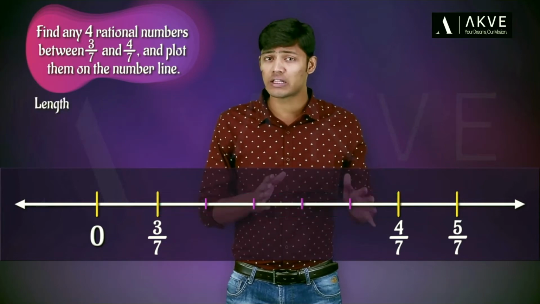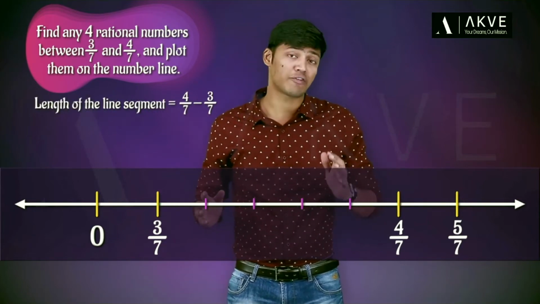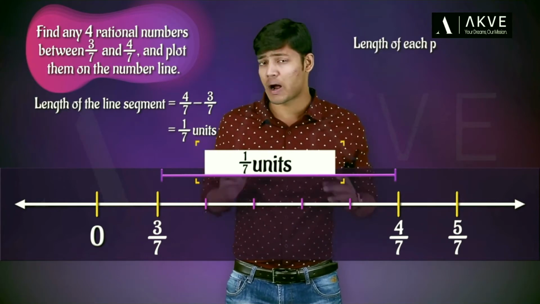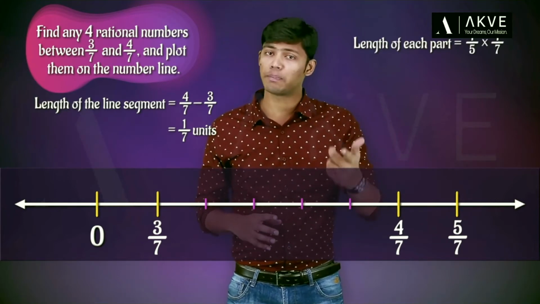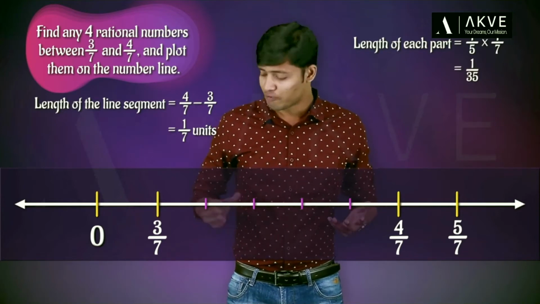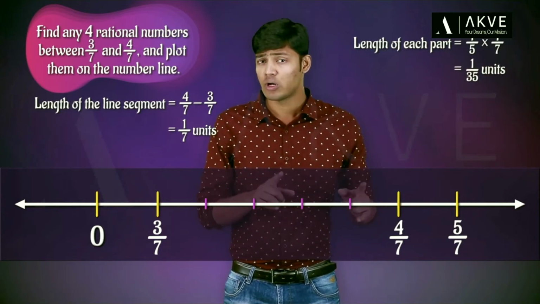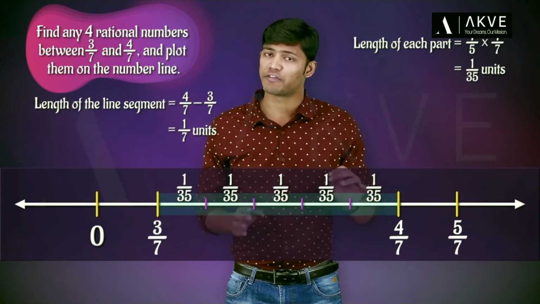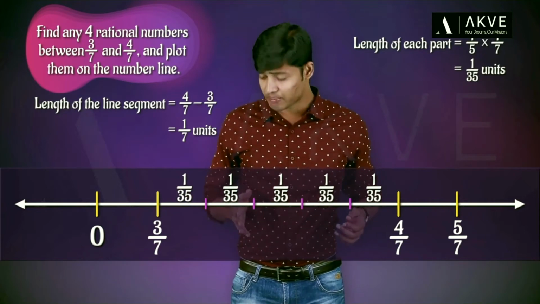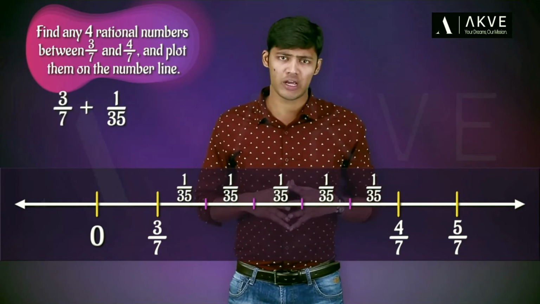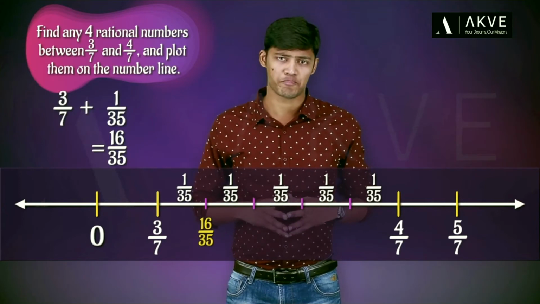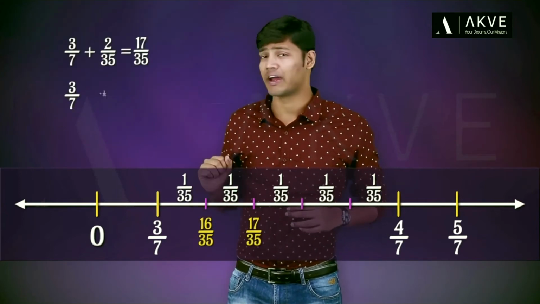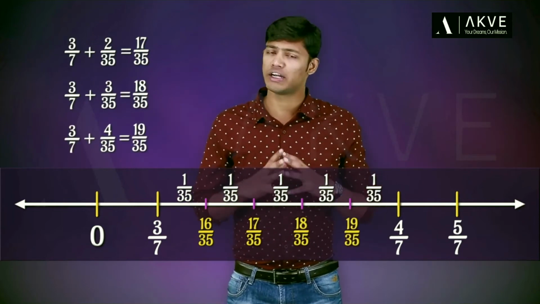Now, as the length of the line segment between 3 by 7 and 4 by 7 is 1 by 7 units, the length of each part will be 1 by 5 multiplied by 1 by 7, which is 1 by 35 units. So, the length of each part in this line segment is 1 by 35 units. So, this number is 3 by 7 plus 1 by 35, which is 16 by 35. Similarly, the remaining 3 numbers are 17 by 35, 18 by 35 and 19 by 35.